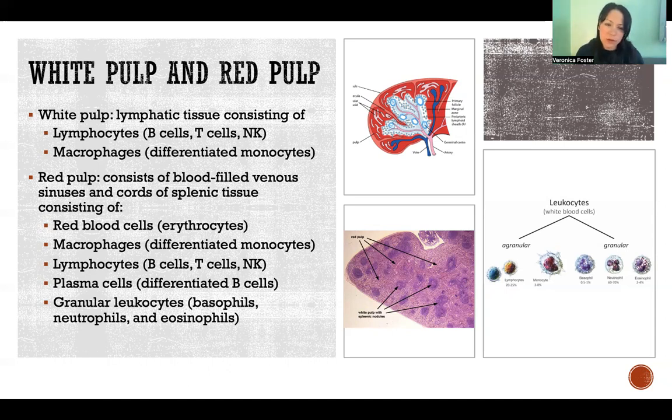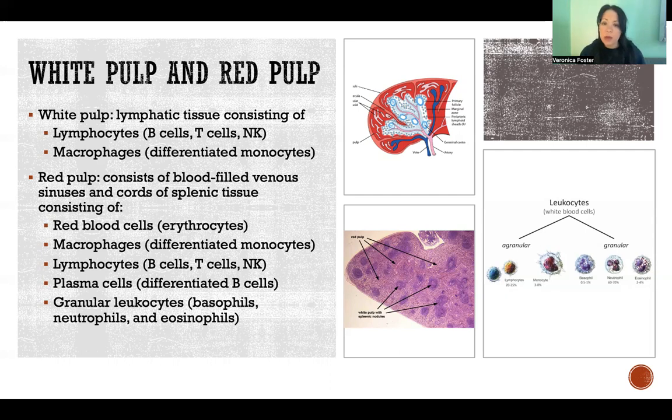Red pulp consists of blood-filled venous sinuses. Any sinus really just means a large space, so they're basically like venous spaces. So it's filled with blood, and cords of splenic tissue. The red pulp is made up mostly of erythrocytes, so red blood cells. That's what makes it red. Macrophages, again, like we just talked about. Lymphocytes, again. Plasma cells. Plasma cells, that's just a fancy name for a B cell that has differentiated.